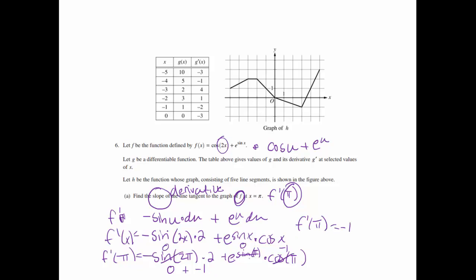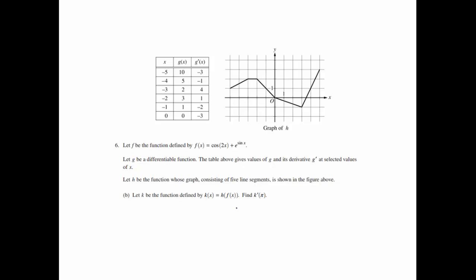But again, if I left my answer like this, they would give me full credit. I got 1 point for finding the general derivative, and then I get 1 point for finding that other answer. Notice we didn't use any other parts of the problem. That's okay.